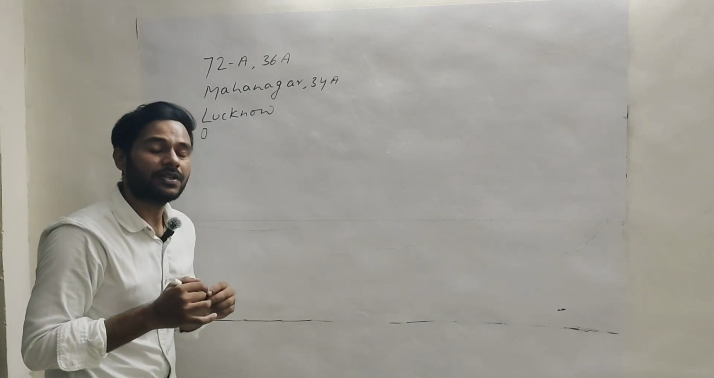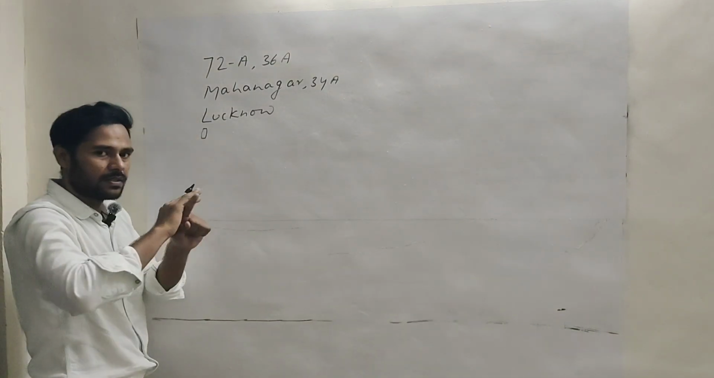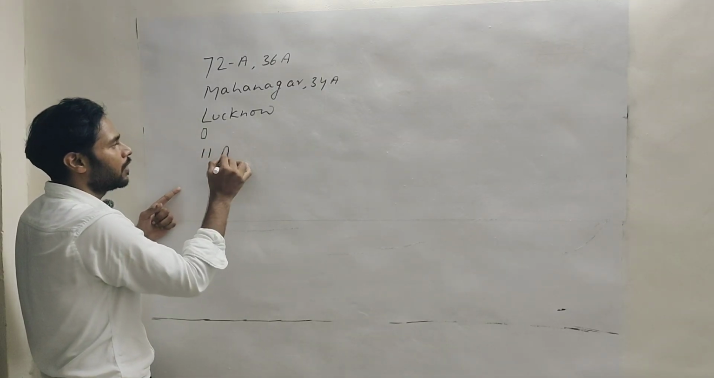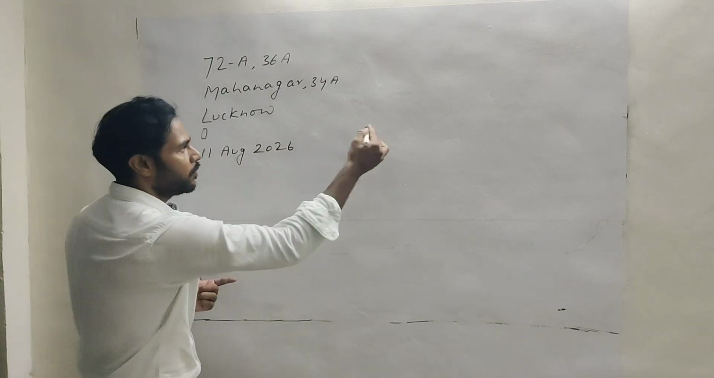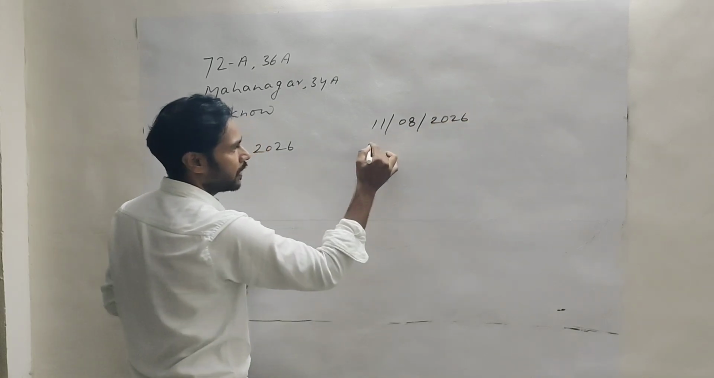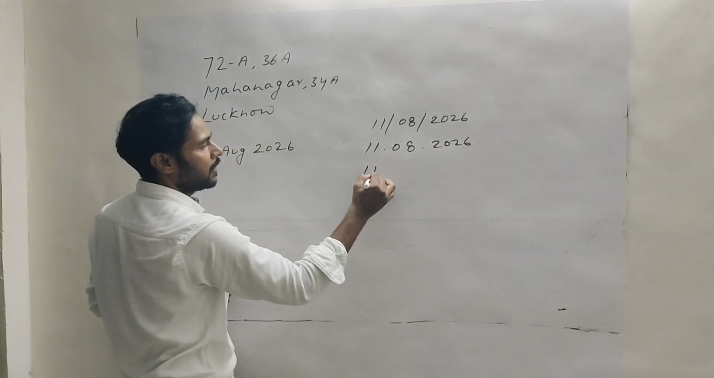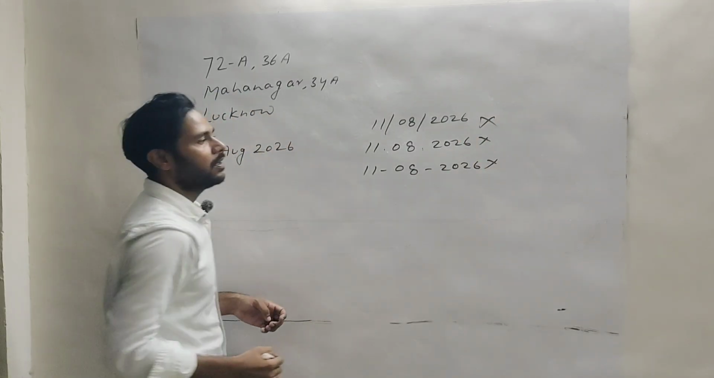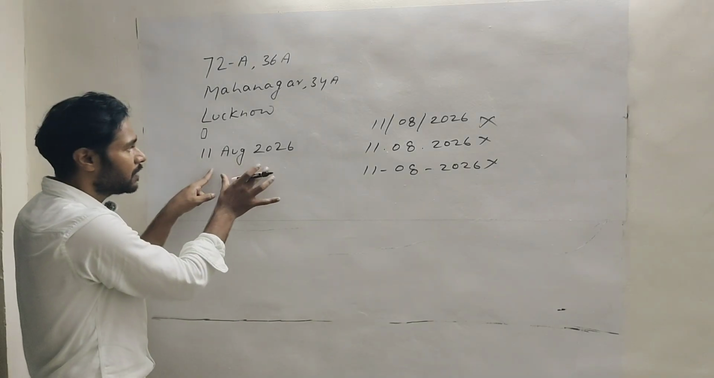Later on I shall tell you why I am telling you to take a line gap. Then you will write down the date, the format of the date. There are confusions, so here I'm just removing your confusion. You have to write in this format: 11 August 2026. Most of the students write in other manners. You do not have to write like that, nor like that, nor in this format. None of them is correct. The correct form is this.